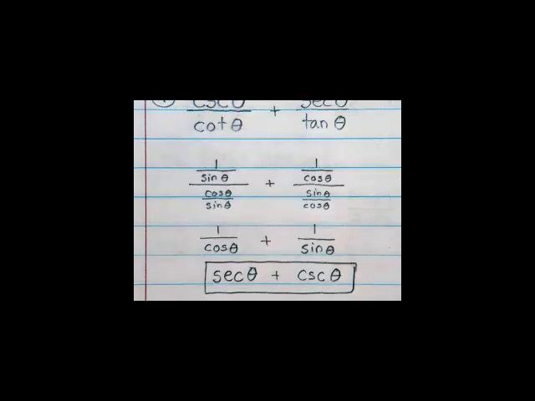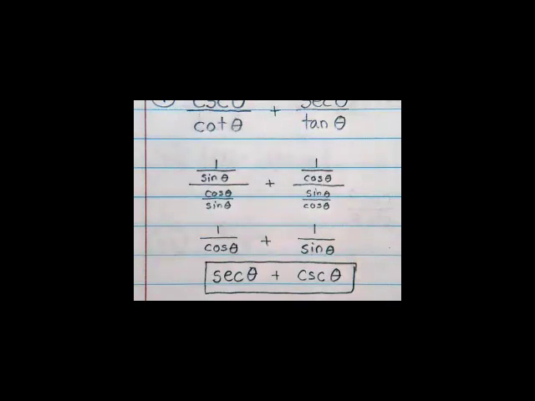And the same thing happens over here with the cosines. The cosines cancel, and it's just 1 over sine. And 1 over cosine is secant, and 1 over sine is cosecant. So it's the secant plus a cosecant. Okay? So does that process make sense now that I've shown it to you?